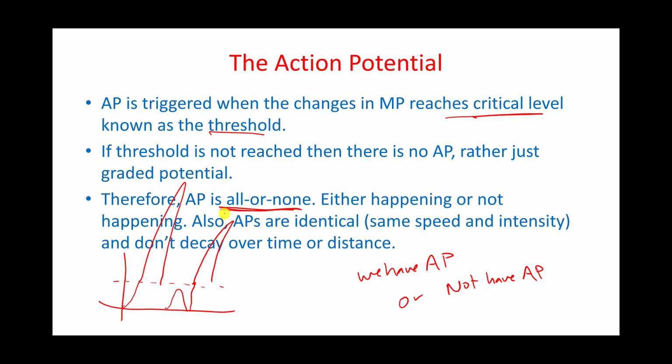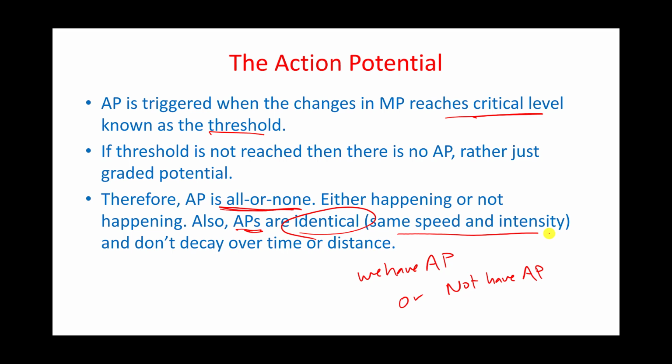And action potentials will not differ. Whether it barely reached the threshold or it significantly reached the threshold, we will always have an identical action potential. So action potentials are identical regardless of the amount of the stimulus causing them. All of these APs are identical, same speed and intensity, and they do not decay over time or distance. So once we have it, that's it. It's like a wave that is not going to stop till it reaches the end of the axon. This is what all or none means.